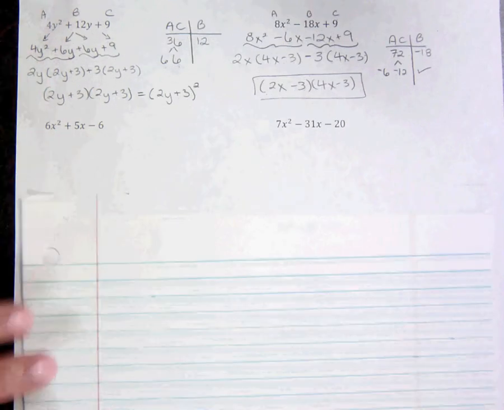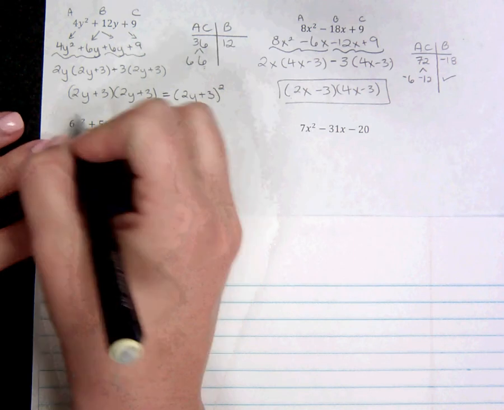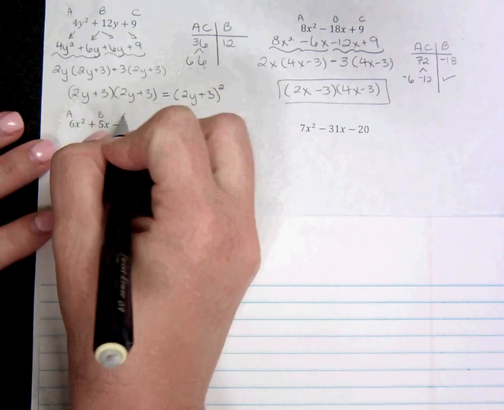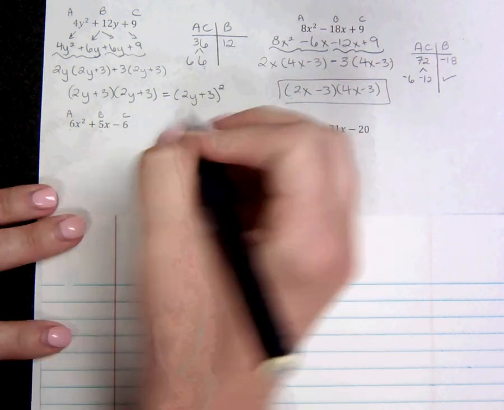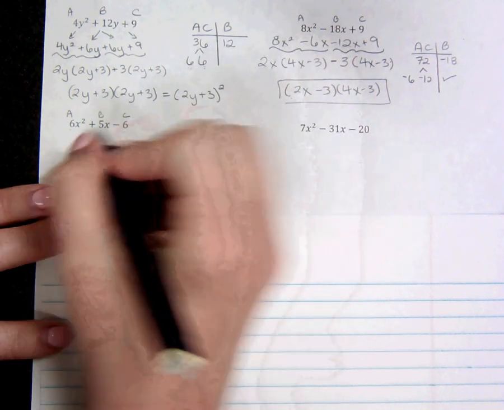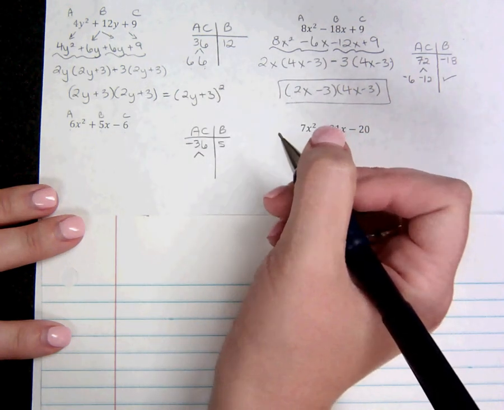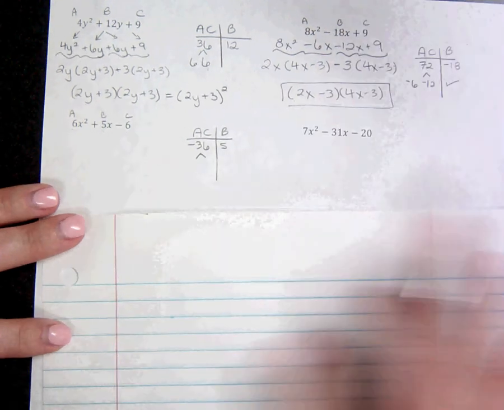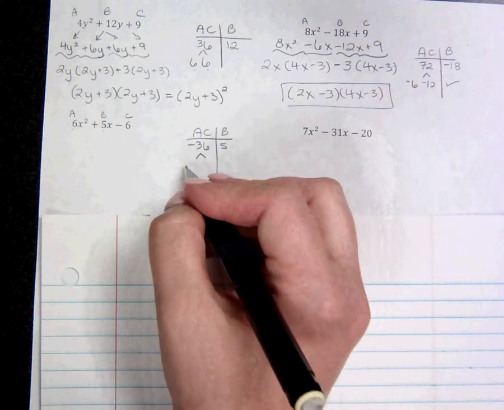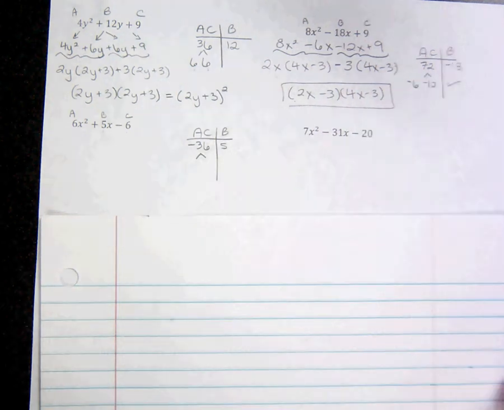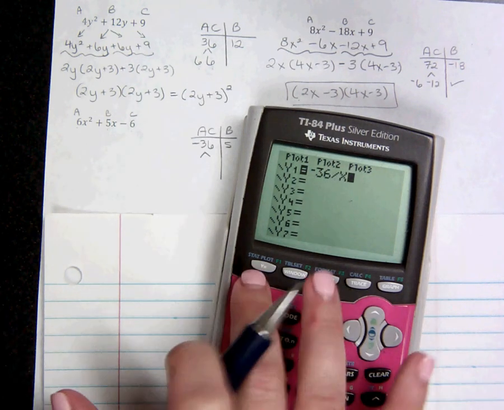We can just keep going here. 6, 5, and negative 6, I do not see a GCF. So A, B, C, we'll set up our chart. 6 times negative 6 is negative 36. We're trying to get to negative 5. Let's see. 6 and 6 won't get us there. 12 and 5 won't get us there. 18 and 2 won't get us there. I don't think there's anything that will work for this. So let's see. Negative 36 divided by x.